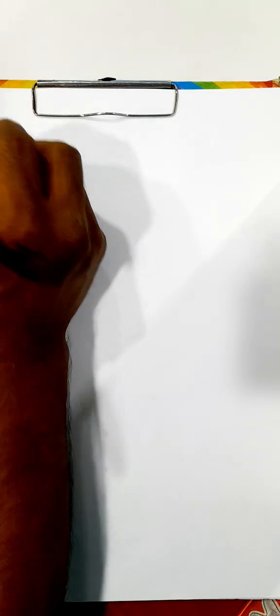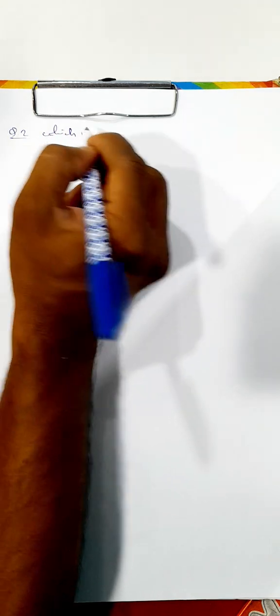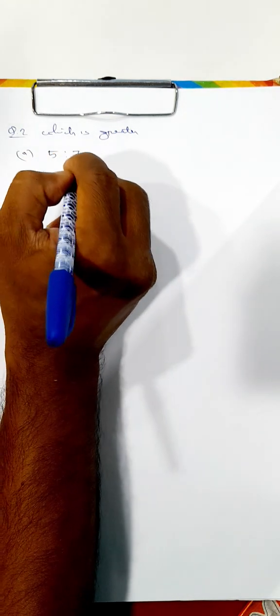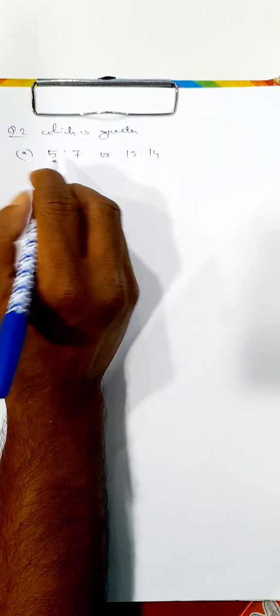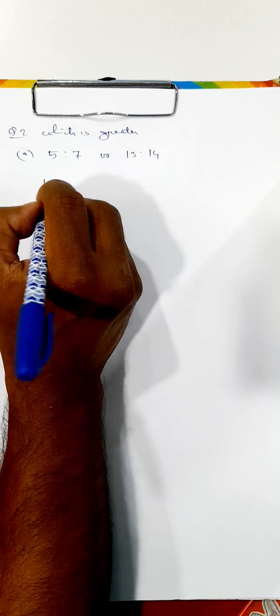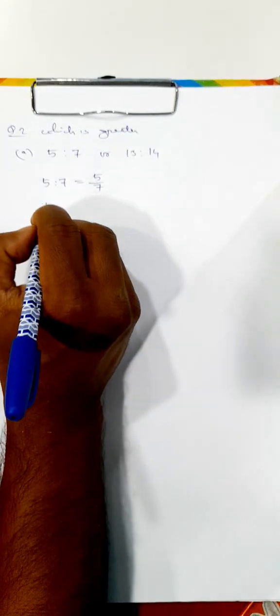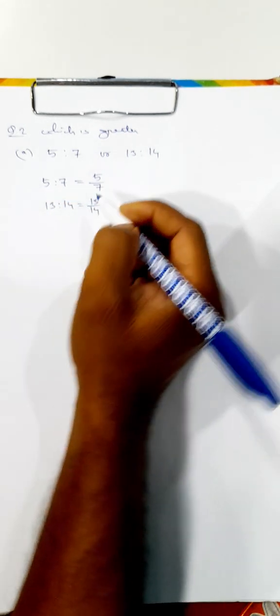Now let's compare ratios. Which is greater? Question 2. Which is greater? Say for example 5 is to 7 or 13 is to 14. You have to compare which ratio is greater. Now 5 is to 7 means 5 by 7. 13 is to 14 means 13 by 14.